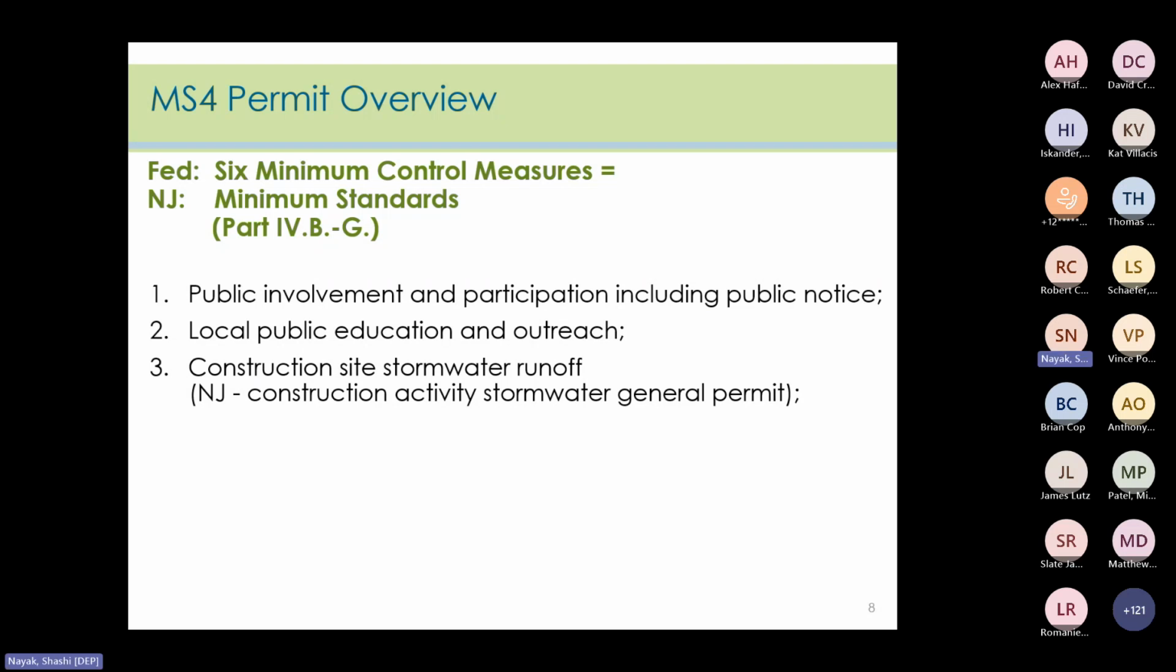2. Local public education and outreach, which can include labeling storm drains, training on building rain barrels, and other measures to increase public awareness on pollution prevention. Number 3, construction site stormwater runoff, which requires construction activities to be authorized under the Industrial 5G3 construction activity permit. The list is continued on the next slide.